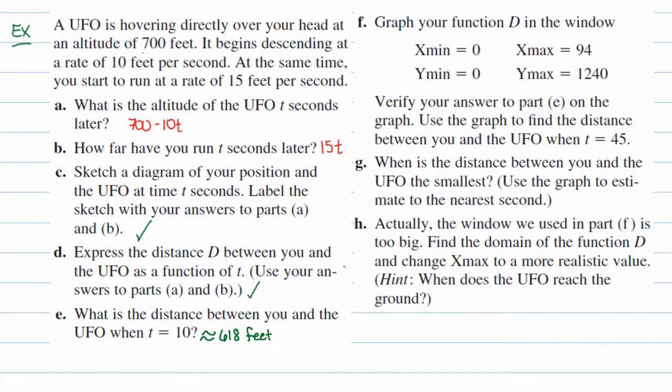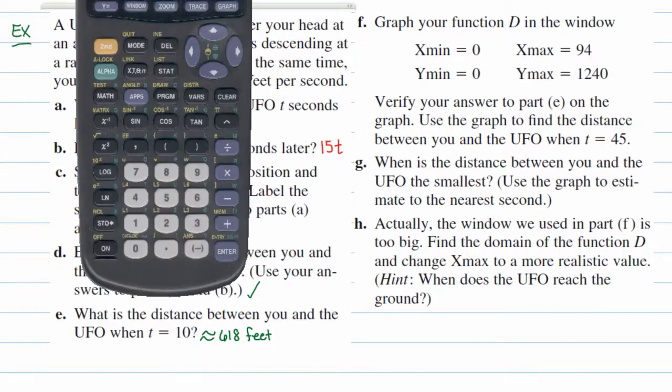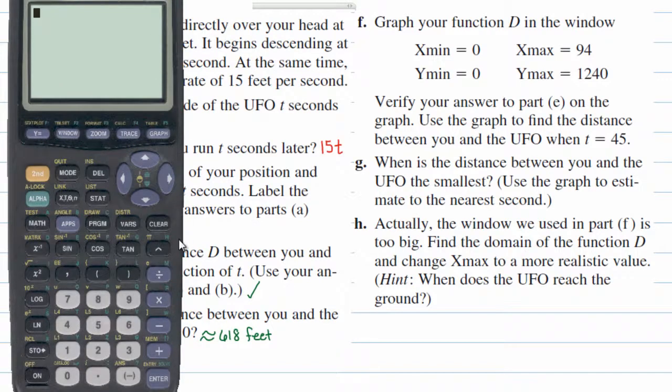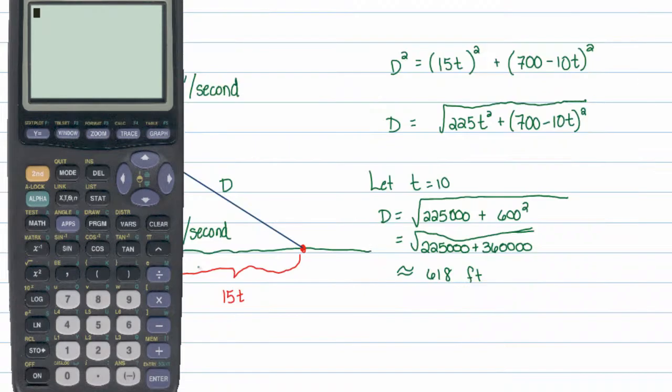Now part F here has to deal with a graphing calculator, so I should probably open up a graphing calculator. There we go. It says graph your function in the window 0 to 94 and 0 to 1240. So that's a good example to really get used to our graphing calculator. So let's go ahead, and here's our function here. It's a square root. So remember, to graph anything, it's all these blue buttons up here. You hit y equals. Clear out anything that you have there by hitting the clear button.